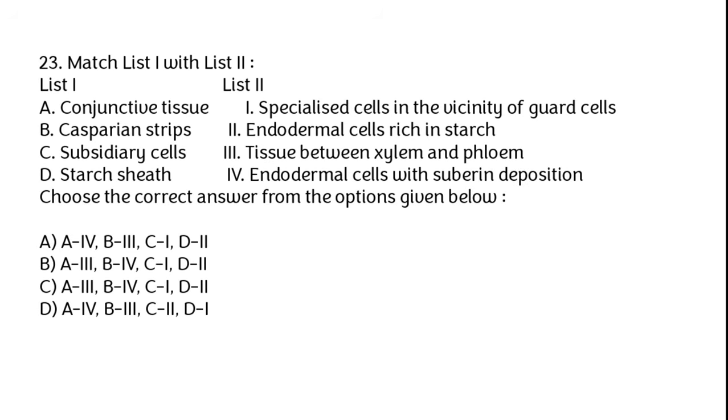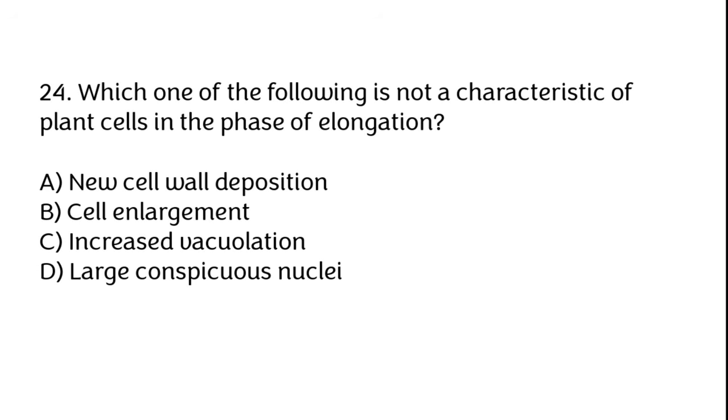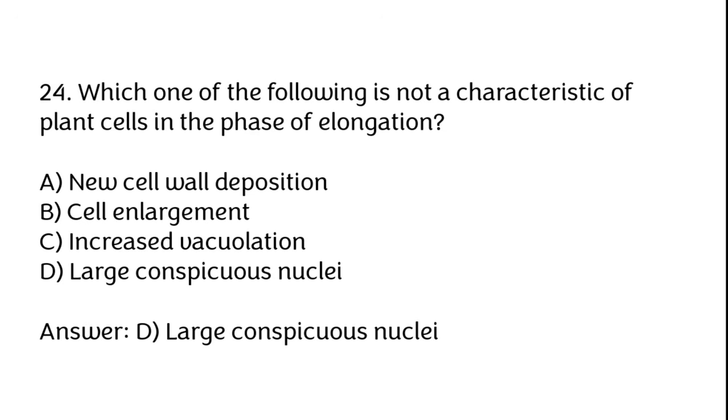Match list 1 with list 2. Correct answer is B. Which one of the following is not a characteristic of plant cells in the phase of elongation? Correct answer is D, large conspicuous nuclei.